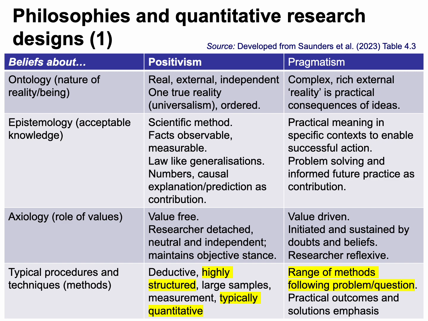In contrast, pragmatism uses a range of methods, and these are chosen in relation to the problem or question. So it's very much focused on answering the question, what methods are most appropriate for doing this. And here the focus is on practical outcomes and solutions. And this emphasises sometimes quantitative, sometimes qualitative, and sometimes mixed methods. So there's more choices within that.